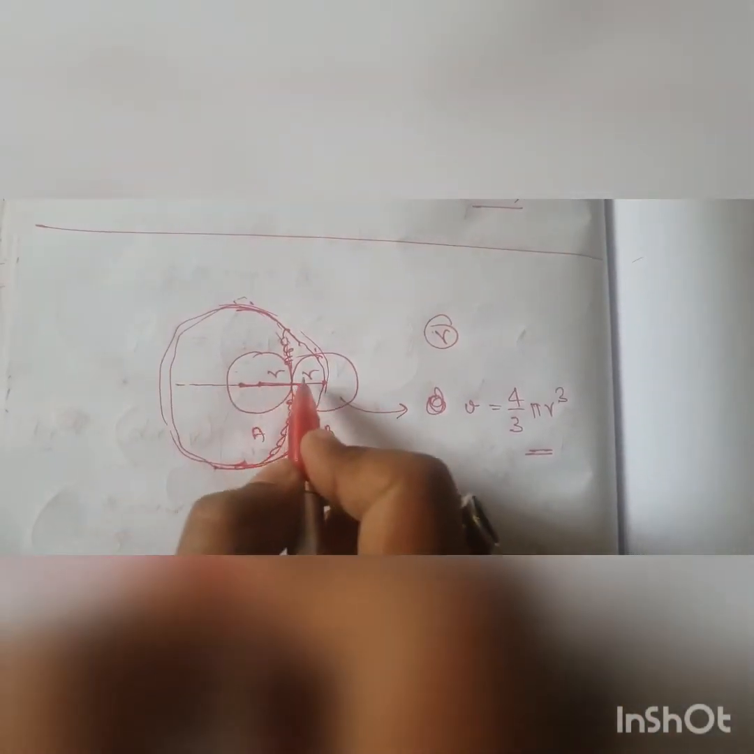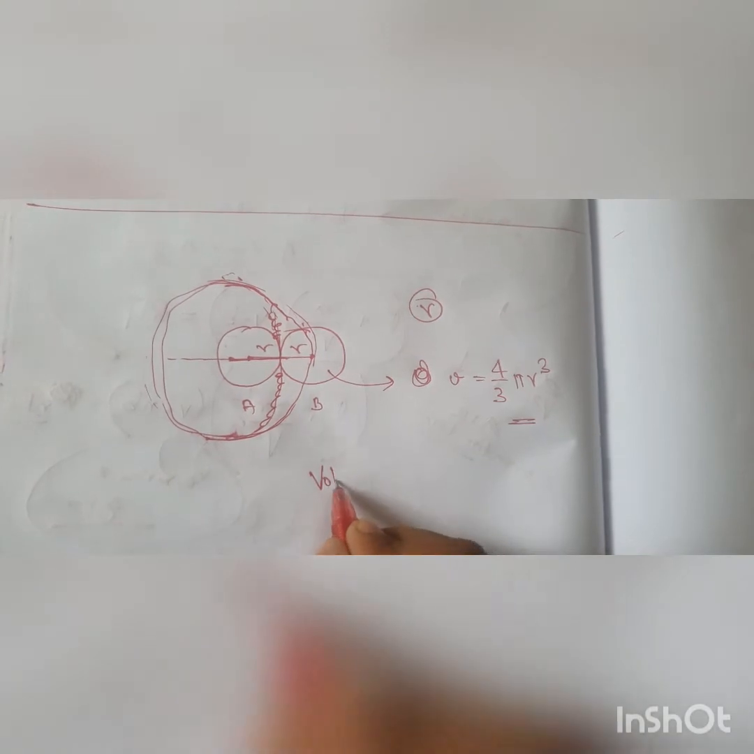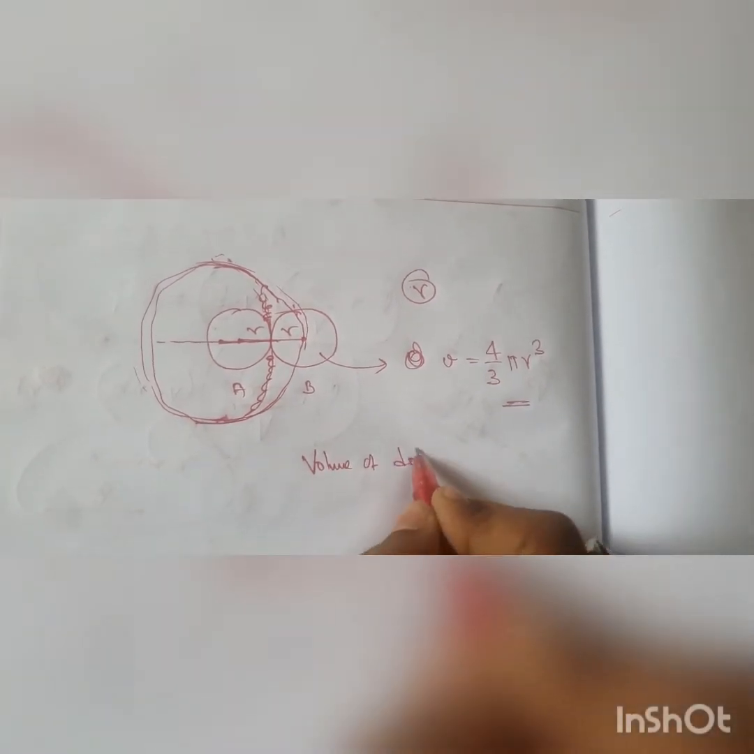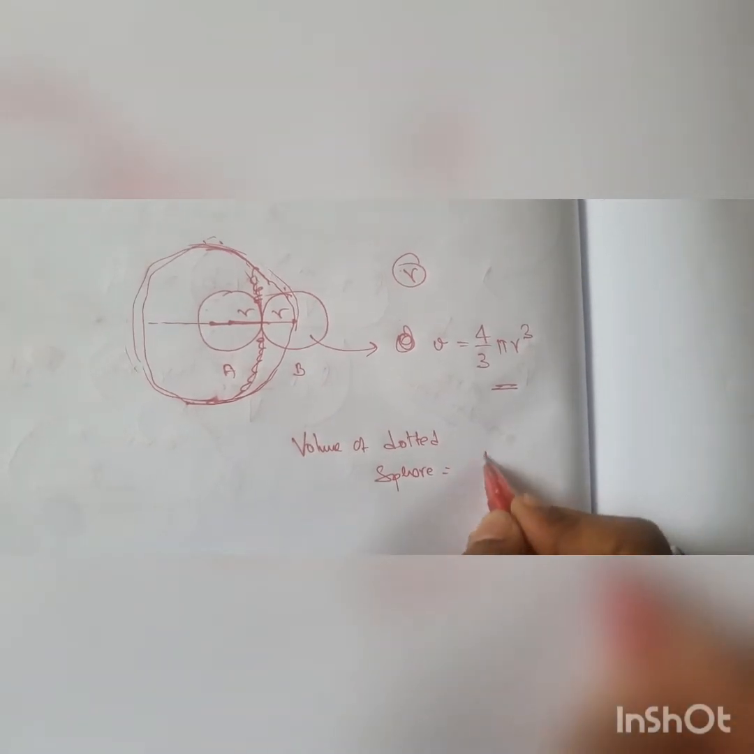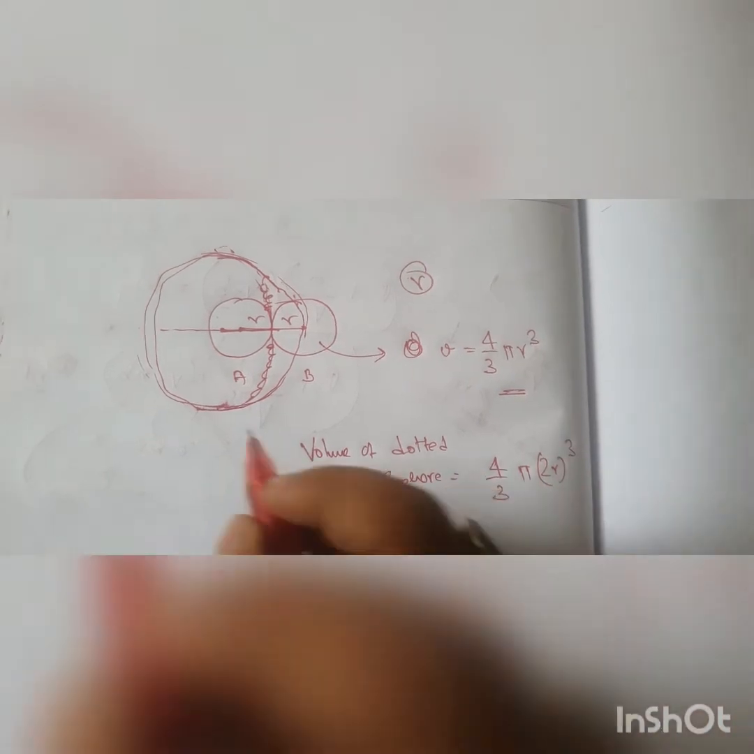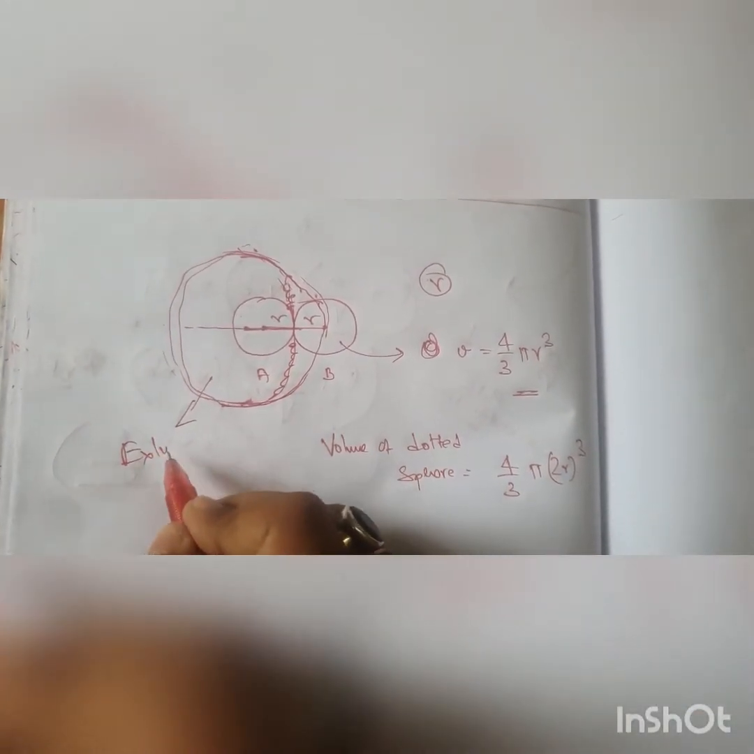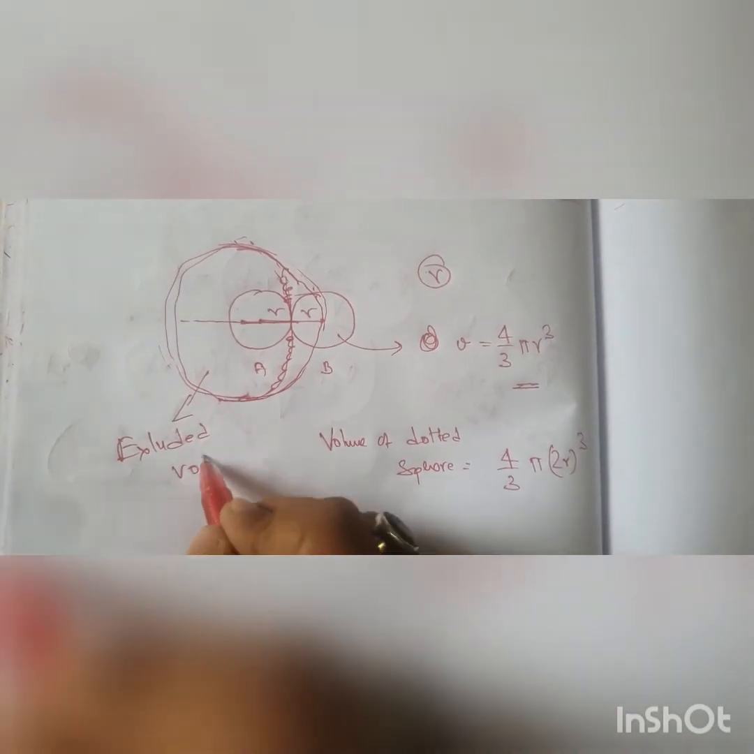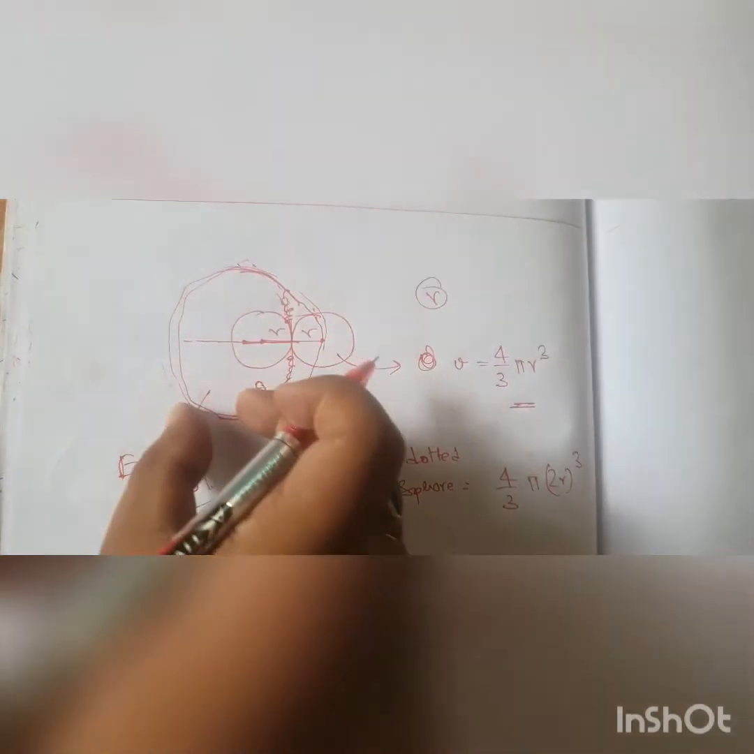Now what is the volume of this big sphere? This big sphere volume, the volume of the dotted sphere, is equal to 4 by 3 pi (2r) cube. Now this volume is known as excluded volume. It means that when the random molecular motion is in motion, this much volume it will take up.